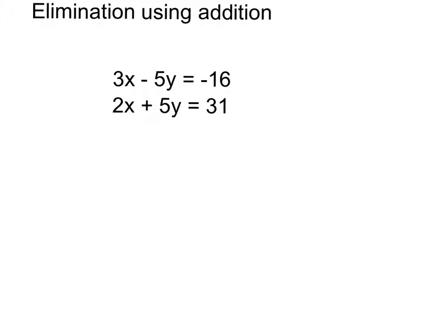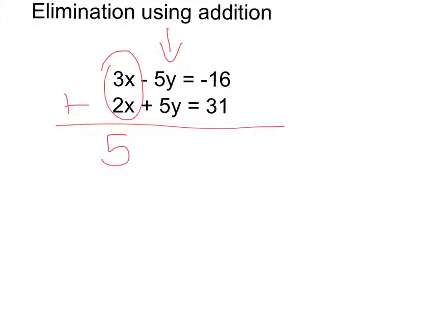Now taking a look at this system, go ahead and try to figure out which variable we want to eliminate. If you determined that it was the y's because they're opposite signs, you'd be correct. And again, I'm going to add the whole thing. So I want to add 3x plus 2x, that's 5x. I'll add negative 5y plus positive 5y. That ends up being 0.